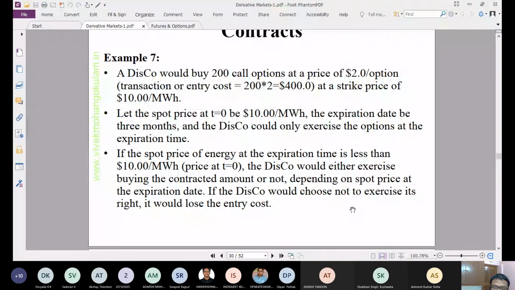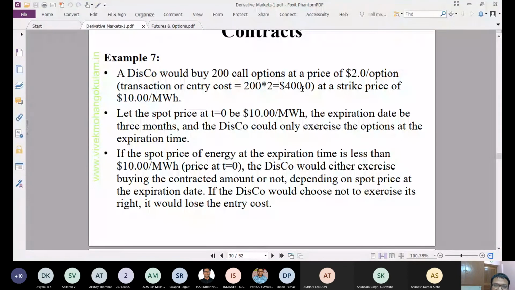So if he exercises it, then he would be in loss. So better not to exercise it. But even if he doesn't exercise it, there is a loss for him because he has already paid the premium, $2 per option. So $400 is already a loss. Right. Now, if it is $11 per megawatt hour, then what will happen?